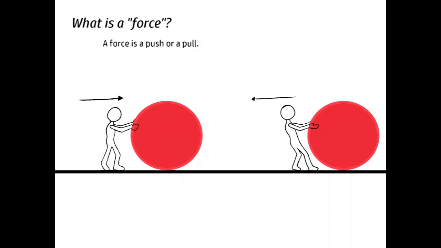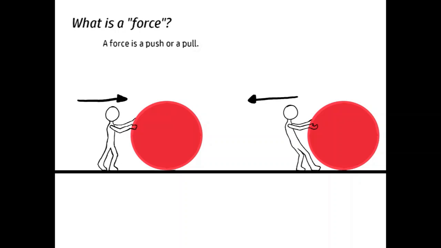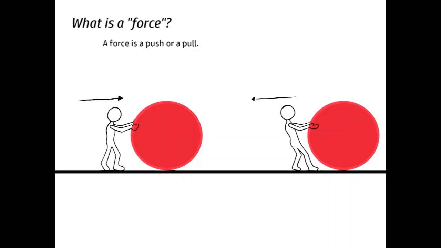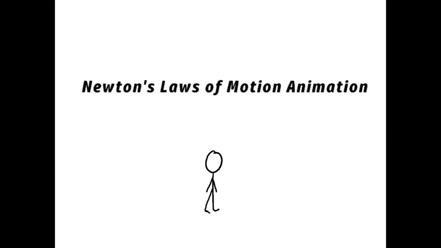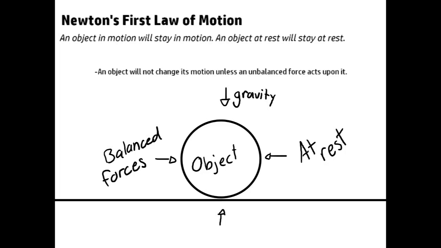What is a force? Well, a force is a push or pull acted from one object upon another. Newton's first law of motion. An object in motion will stay in motion. An object at rest will stay at rest. An object will not change its motion unless acted upon by an unbalanced outside force.